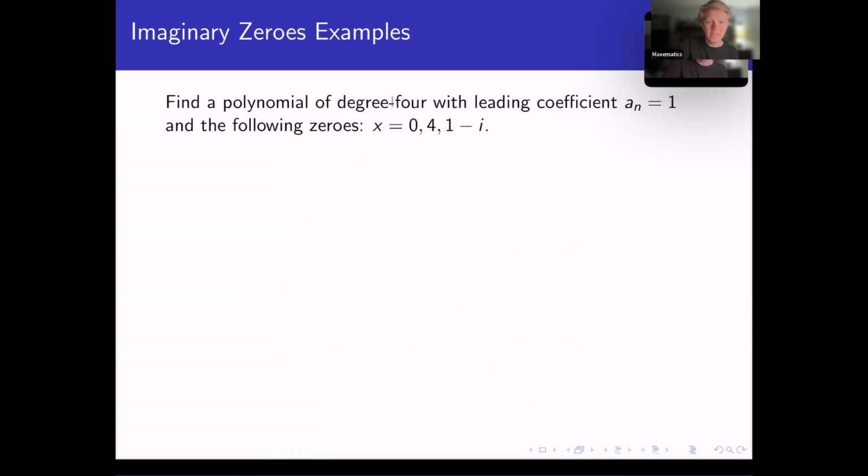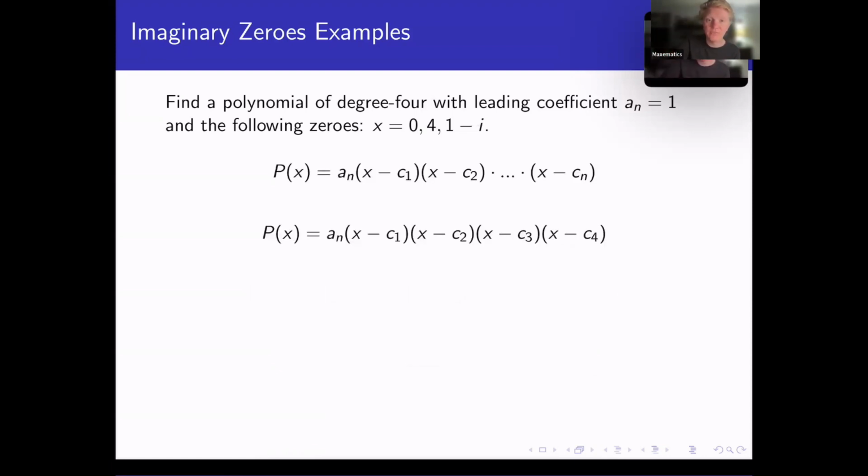Okay. Degree 4, leading coefficient 1 with zeros 0, 4, and 1 minus i. Again, degree 4, but I only give you 3 zeros. Okay, well, here's degree 4. Leading coefficient is 1. First zero is 0. Second zero is 4. Third zero is 1 minus i. But don't forget that if 1 minus i is a zero, then 1 plus i is a zero.